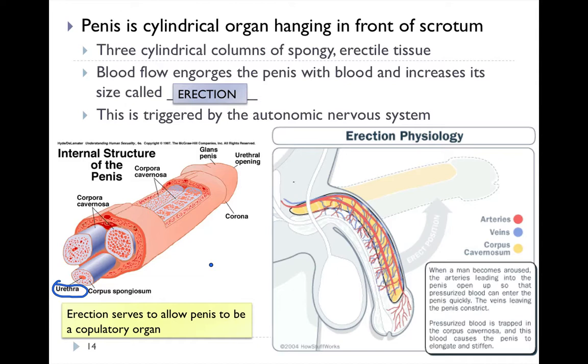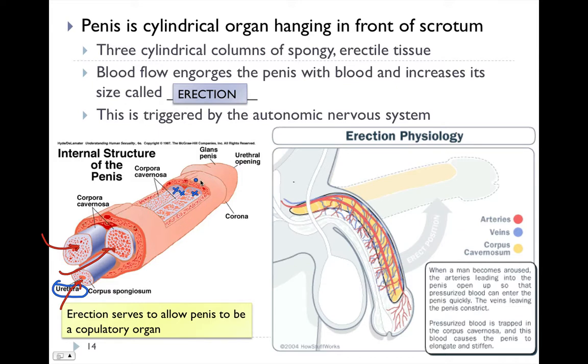So what really happens here is that the blood is going to rush in by arteries into the three cylinders. And what happens is that the drainage for the blood is actually constricted in the veins. So that is what keeps the penis erect, is the fact that it's full of blood and you have the blood pressure pushing in from one side and the other end is closed.